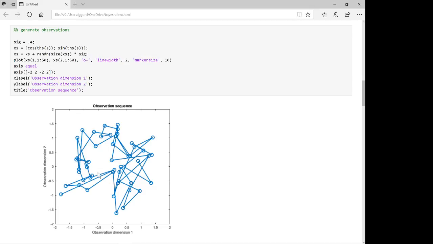And so you can see here that I've plotted the first 50 of these observations. And you can see that they sort of do go around in a circle. I've connected subsequent observations with a line so that you can see what follows what. And so you can see it goes around in a noisy circle.